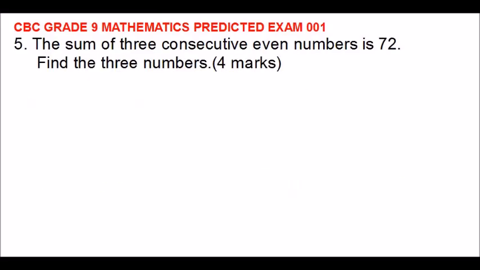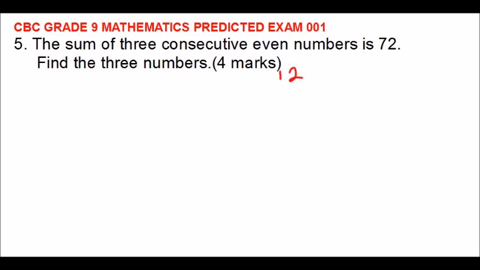Question number 5, we are told the sum of 3 consecutive even numbers is 72. Find the 3 numbers. First of all, you need to understand the meaning of the word consecutive. Consecutive means following each other. Then we have even numbers. I can give you an example. For example, we have 2.